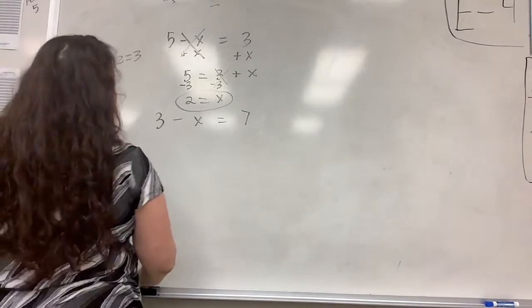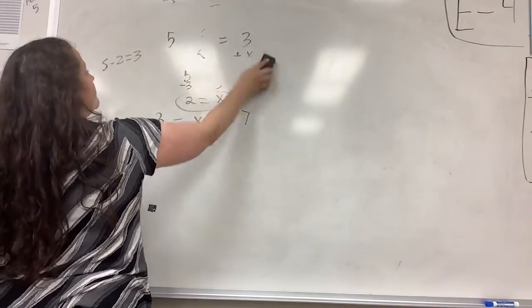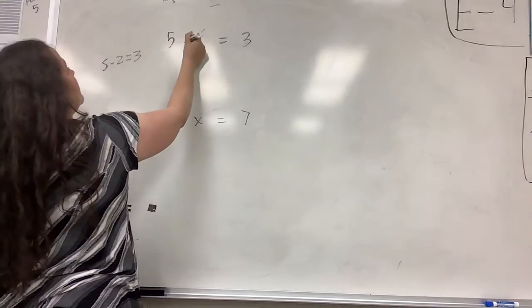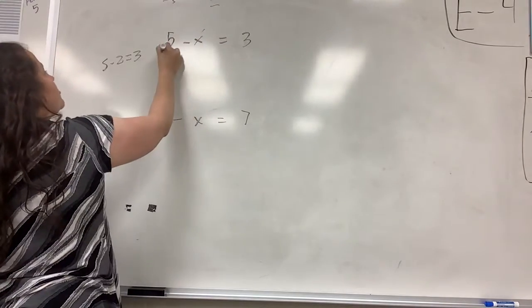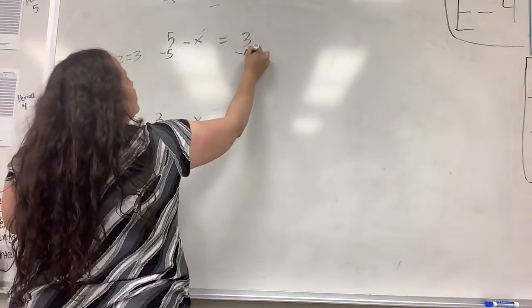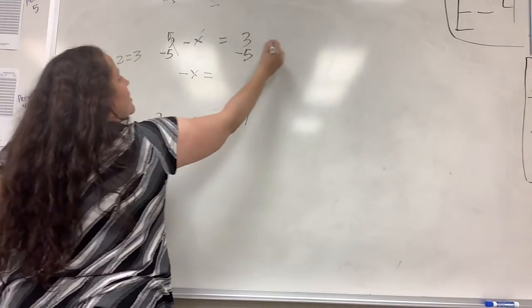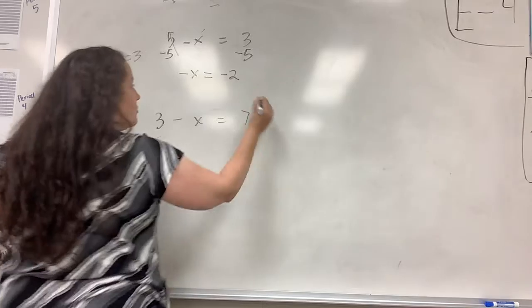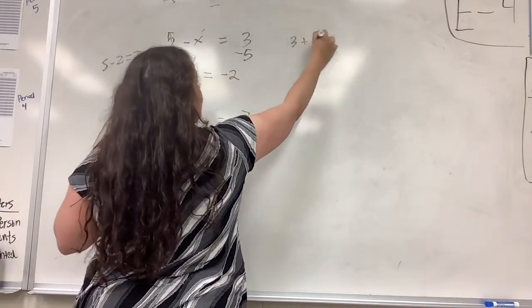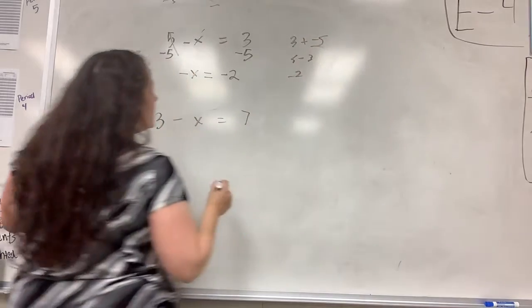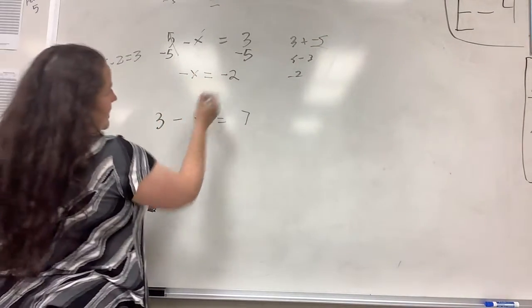Now, if you had done it the other way, where you subtracted 5, those would cancel. You'd be left with negative x equals 3 minus 5, which is actually negative 2, right? 3 plus negative 5 is negative 2. Now you'd have negative x and negative 2.